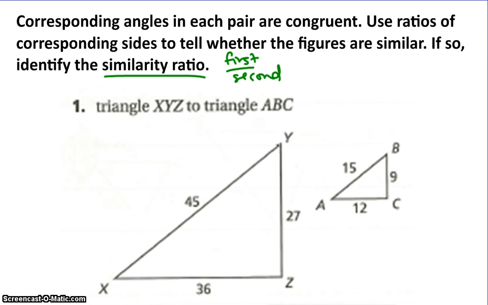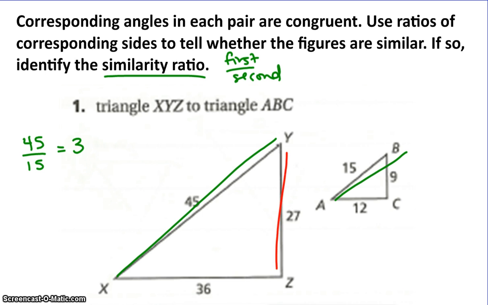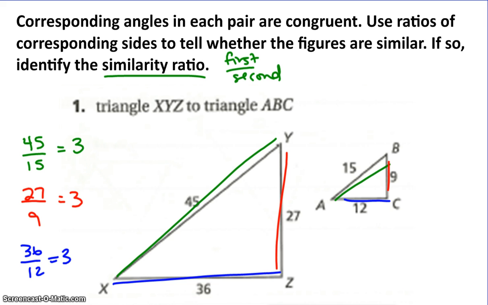Alright, so we have 45 over 15 is 3. Okay, because x, y, and AB correspond to each other. Then we have 27 over 9, because those correspond to each other, and that is 3. And then the last one to check is 36 over 12. And that is 3. So because the similarity ratio is the same for all 3 sides, then they are similar. And the similarity ratio is 3 over 1.